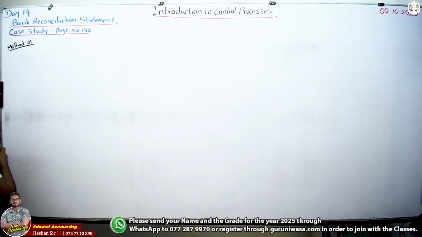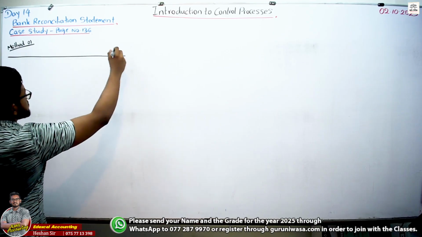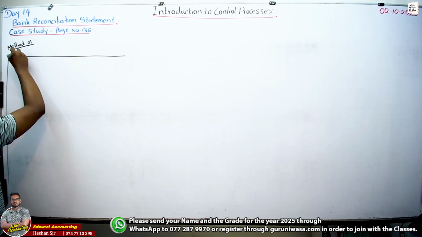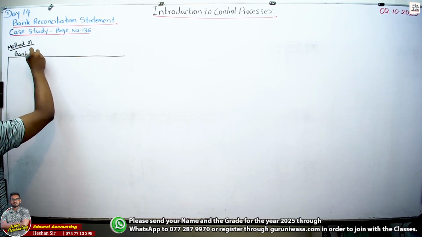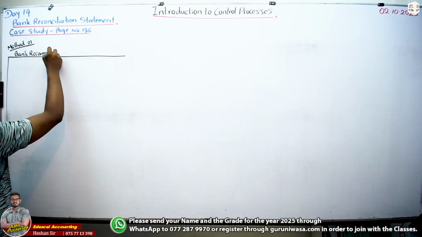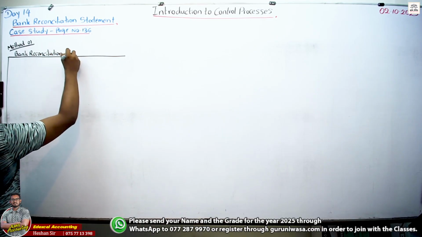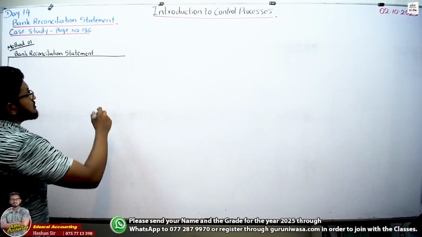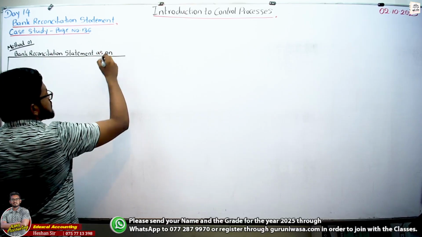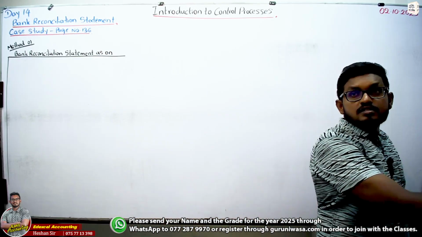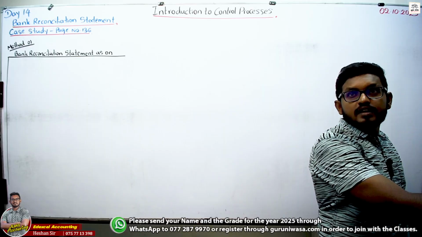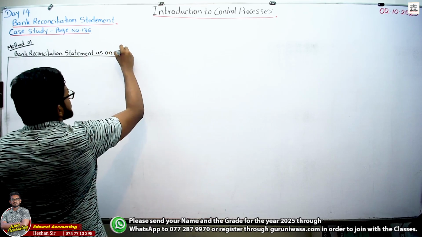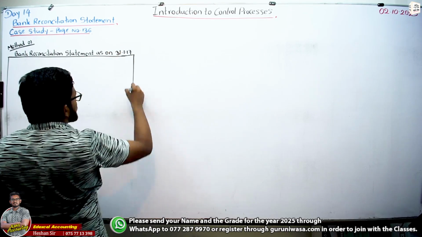Number one. Bank reconciliation statement as on 31st January 2007. That is the date. The one method.